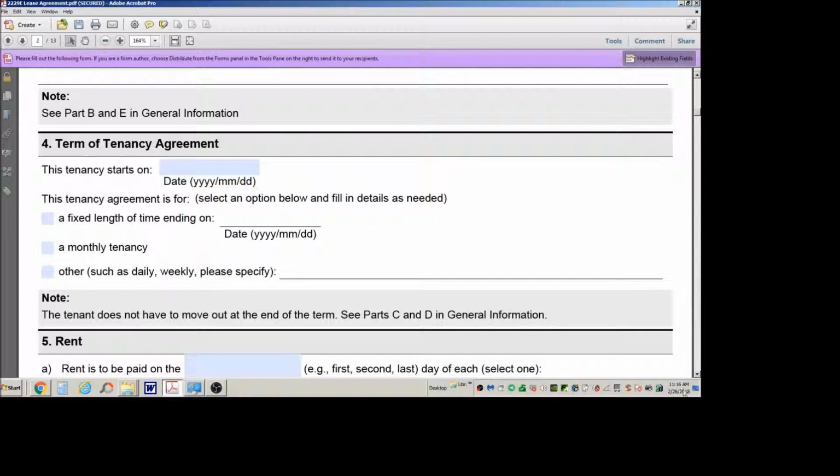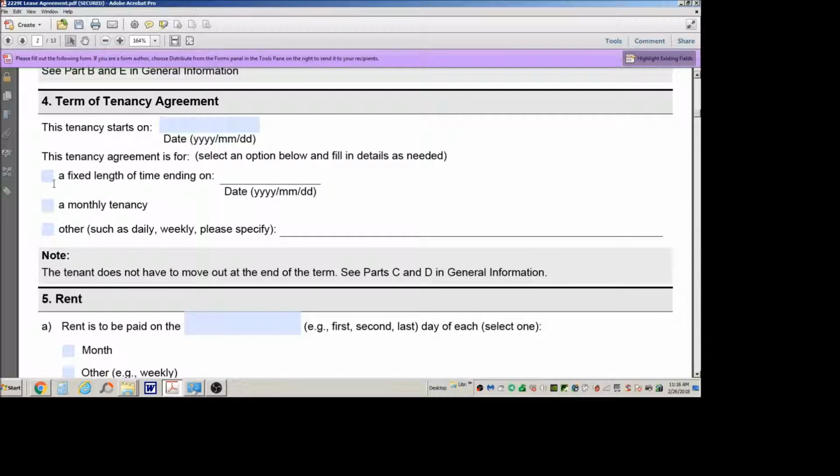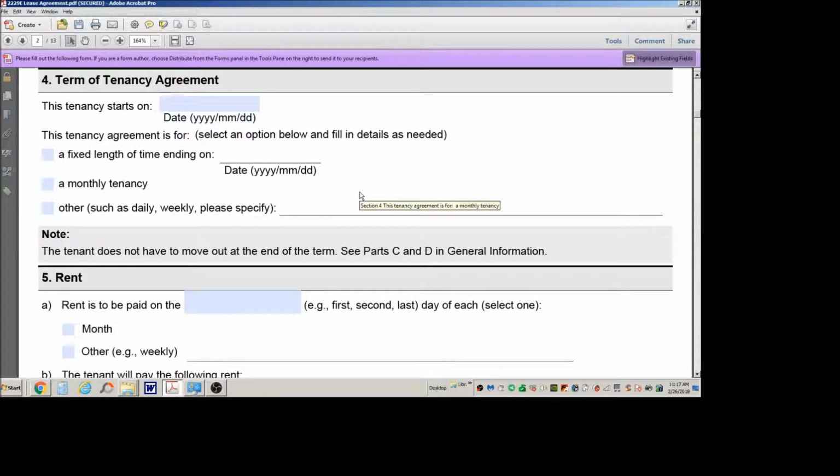Now this is the term of tenancy. So we are here at February 26th. Let's say it starts on March 1st. It depends how you want to set this up. A fixed length of time would end on February 28, 2019. It's a year, right? Or monthly, you would do it per month. Or you can do daily, weekly. Now daily would be more for a short-term, maybe an Airbnb tenancy.